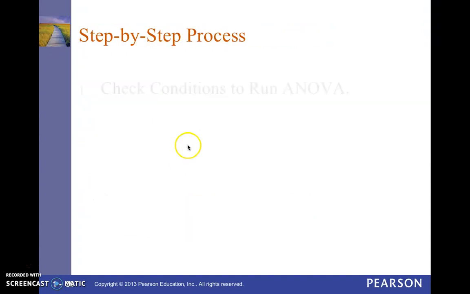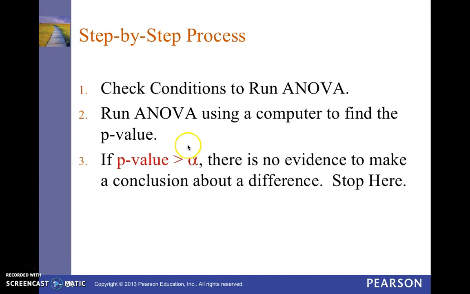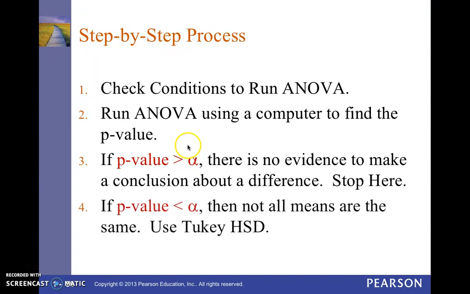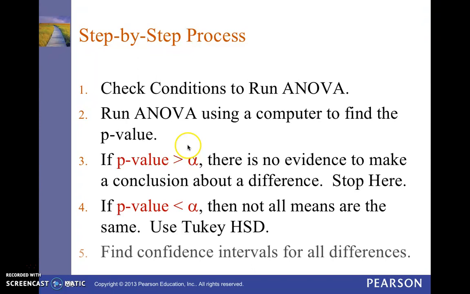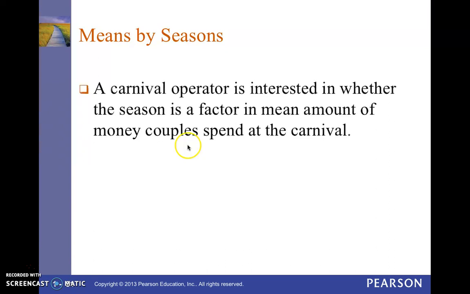Oh no, gotta help. So step by step: check conditions for ANOVA. Run the ANOVA using the computer to find the p-value. If the p-value is greater than alpha, there's no evidence, so you stop there. If the p-value is less, then you would use this Tukey HSD. It's going to help you find where the differences are. And you can do it looking at either significance levels or confidence intervals. I'm going to do one just looking at confidence intervals. Hope I can get this in.